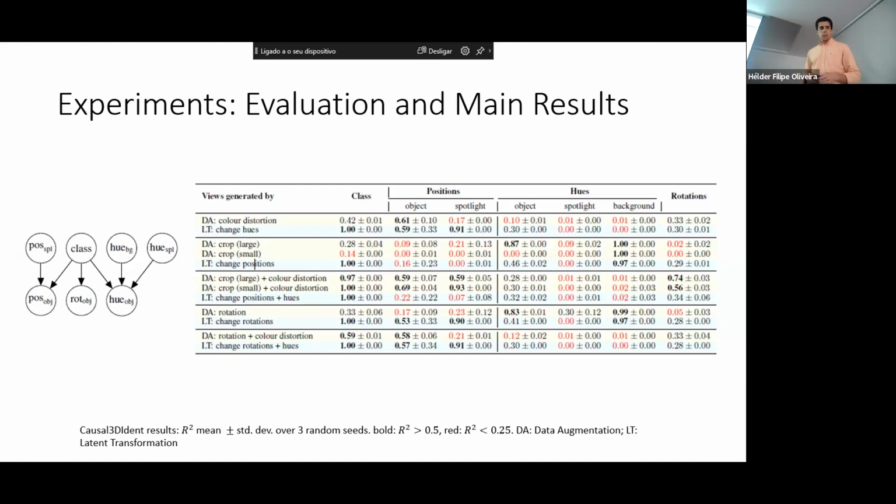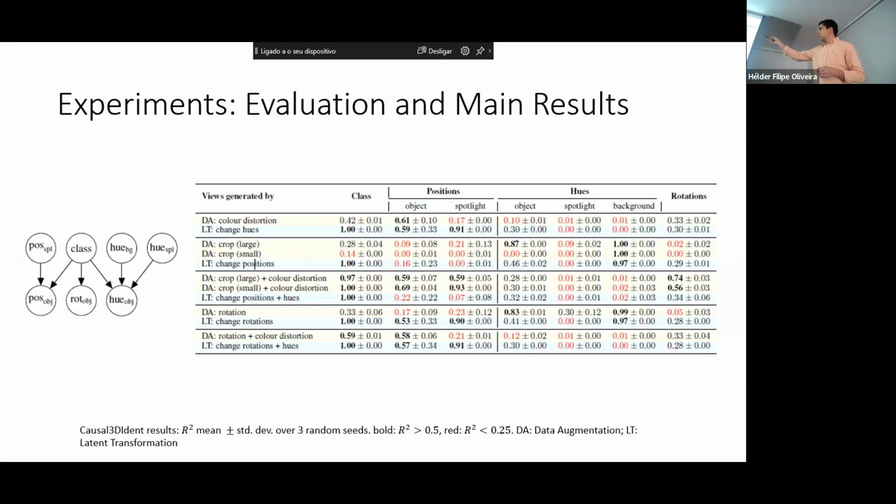So, for example, here, I cannot point, but you can see that in the first experiment, they performed color distortions, and we can see that the class prediction accuracy is a little bit low, but then we can accurately regress the position of the object and the rotation variables, while the inferred content does not contain information about other spurious variables like the color.